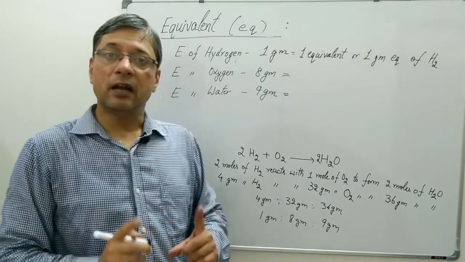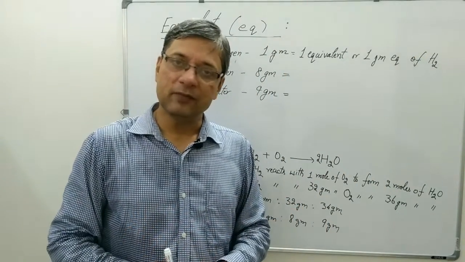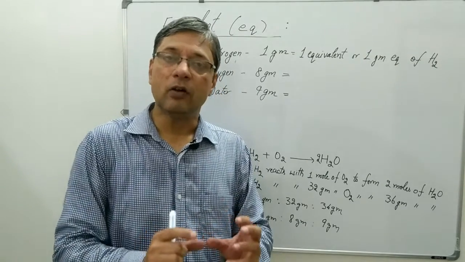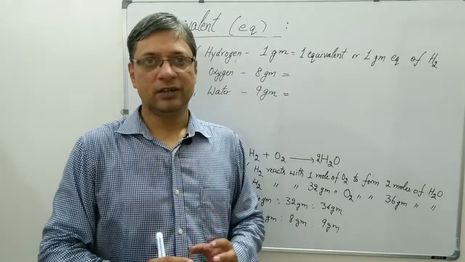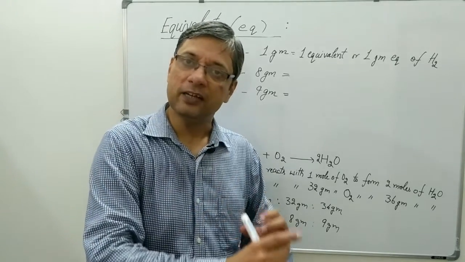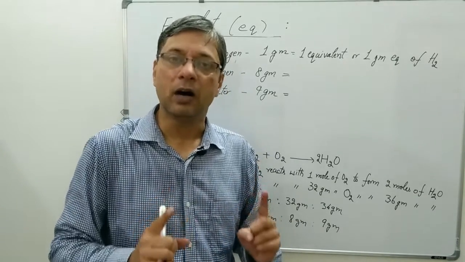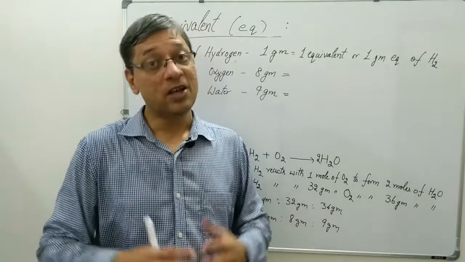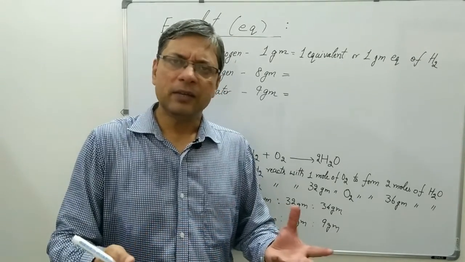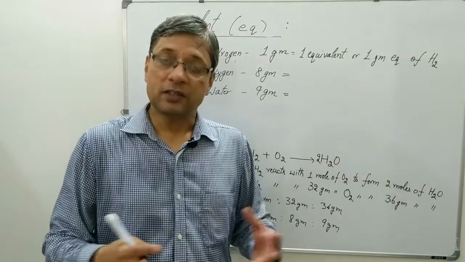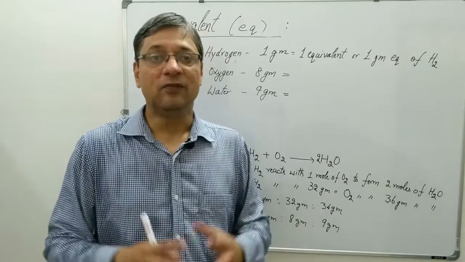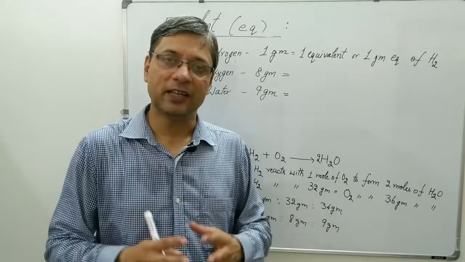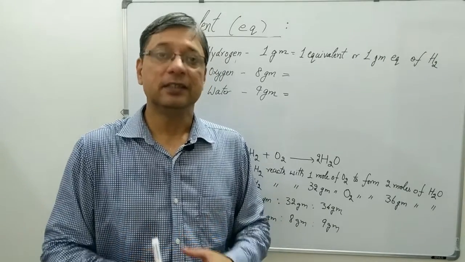Similarly, 8 grams of oxygen is combining with 1 gram of hydrogen. Now 8 grams of oxygen is the amount of oxygen combining with hydrogen. I am stressing the word amount. Therefore, 8 grams of oxygen will also be equal to 1 equivalent or 1 gram equivalent. In case of water, 9 grams of water will be equal to 1 gram equivalent or 1 equivalent of water.